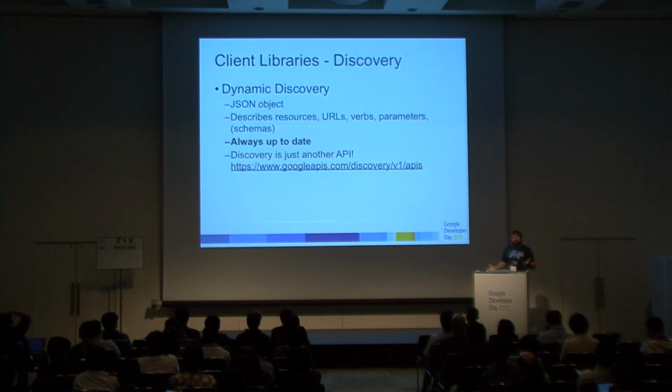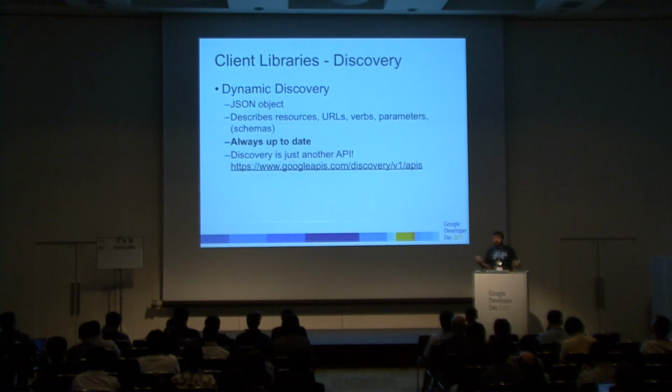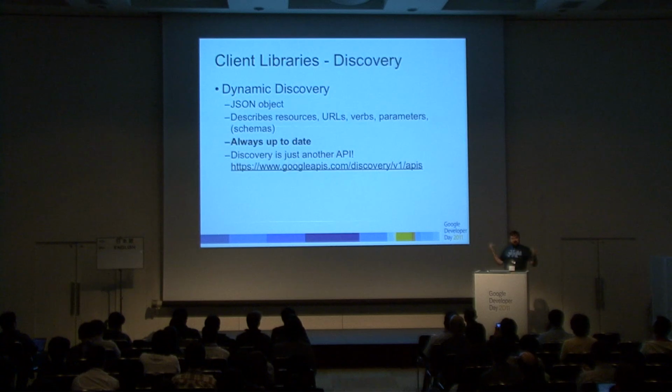Kind of a cool feature of all this new infrastructure is the discovery service. All of the APIs built in this new style have what we call a discovery document, which is basically a JSON document that describes all of the features of that API: all of the methods, the URLs, the verbs, API parameters, what the response looks like, the schema. And it's actually just another API that you can go query.